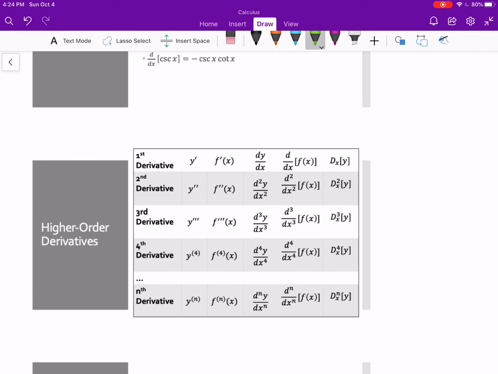And then higher order derivatives. So the first derivative we've done. The second derivative is just the derivative of the first derivative, the third derivative, the fourth derivative, and so forth until the nth derivative. These are just different ways we can denote various derivatives. I would say the most common are going to be those first three columns. So y prime, y double prime, y triple prime, f prime, f double prime, f triple prime, and then dy dx, d squared y dx squared, d cubed y dx cubed. Really, we're only going to focus on the first, second, and third derivatives.